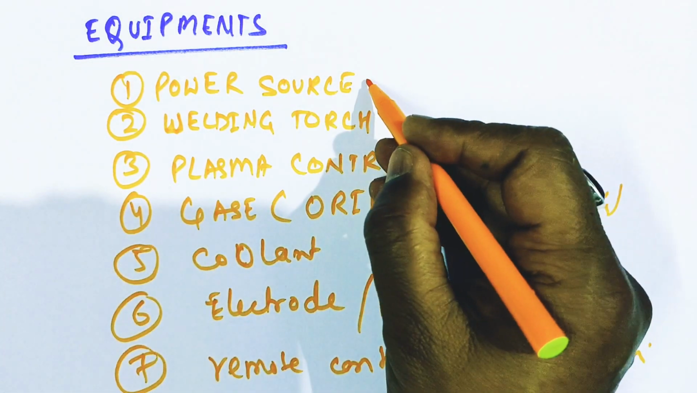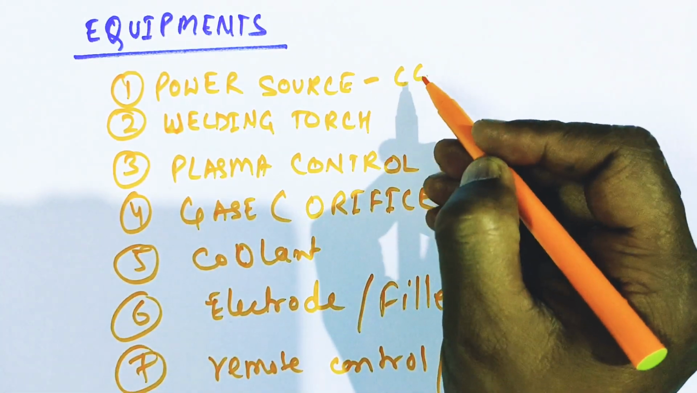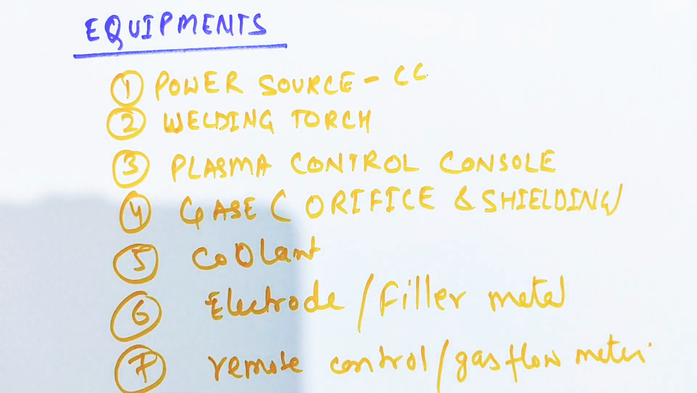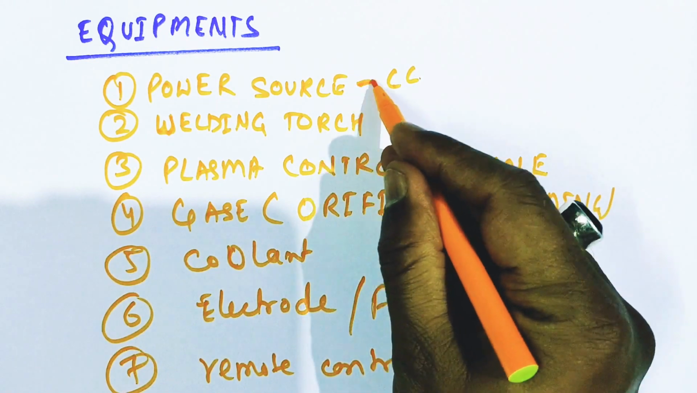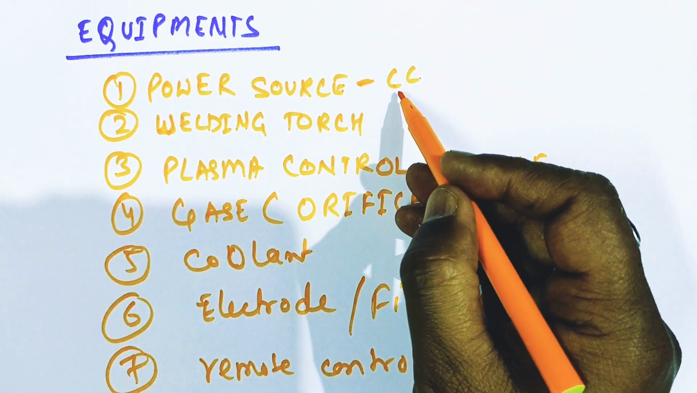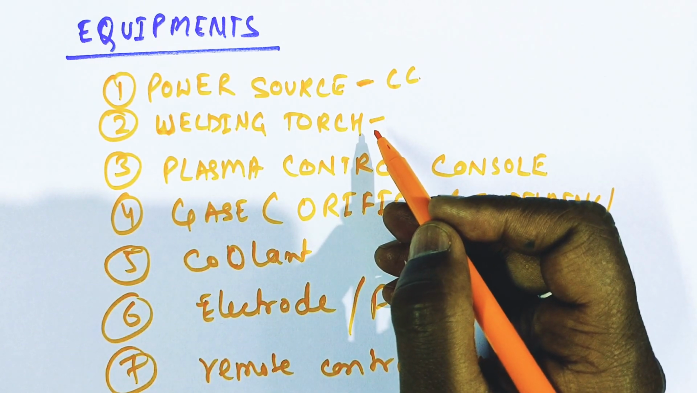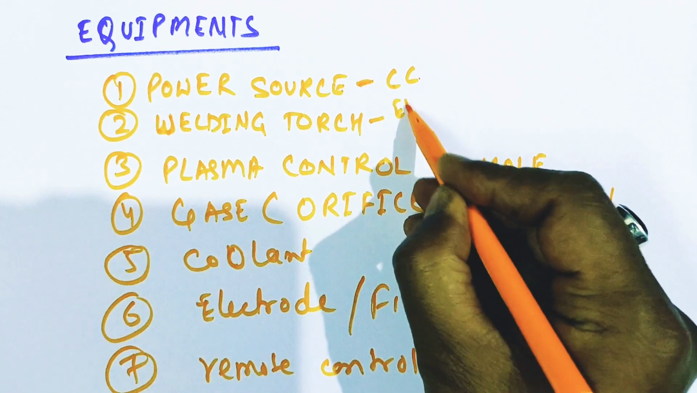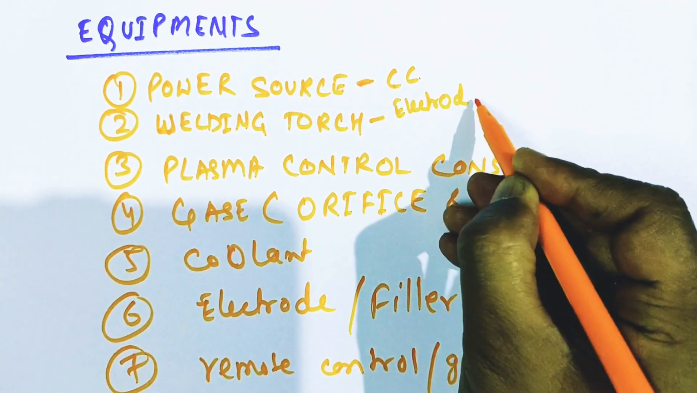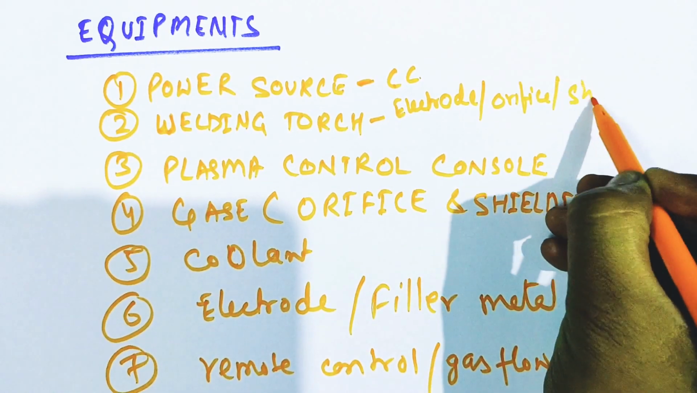See, power source. The power source which we use in plasma arc welding is a constant current power source, and it is very important because it gives the power supply. Welding torch, as I showed you in the diagram earlier, should be capable enough to hold the electrode, the orifice gas, and the shielding gas.